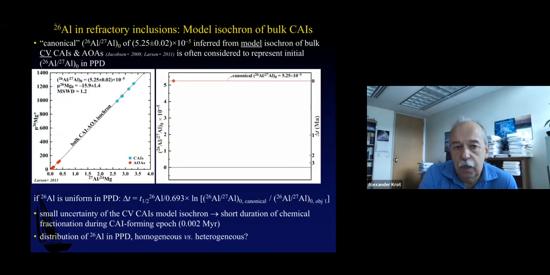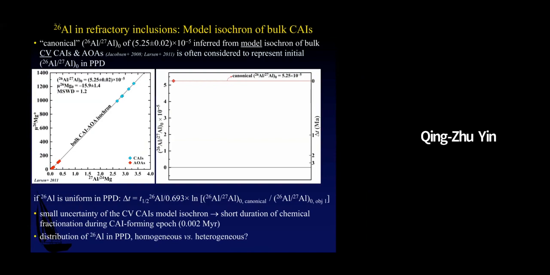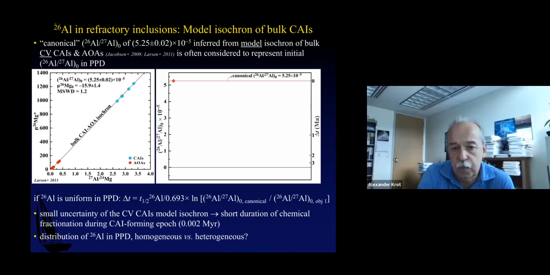So where does the canonical aluminum 26-27 ratio come from? The highest precision measurements were made based on bulk isotopic measurements of calcium-aluminum-rich inclusions and amoeboid olivine aggregates. Basically, this bulk composition represents chemical fractionation of the gas to solid composition. The slope of this isochron is 5.25 times 10 to the minus 5.